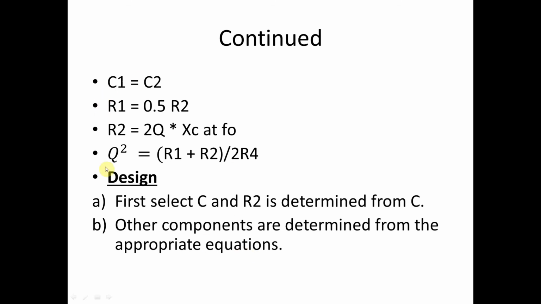Just to discuss some equations here. C1 is equal to C2, R1 is equal to 0.5 R2, which is equal to 2Q into XC at F0. Q square is equal to R1 plus R2 divided by 2R4. Here is how we can design the narrow bandpass filter. First we select the C value. Using that C value we determine the R2 value. Then other components are determined from the appropriate equations. Previously we discussed some equations.